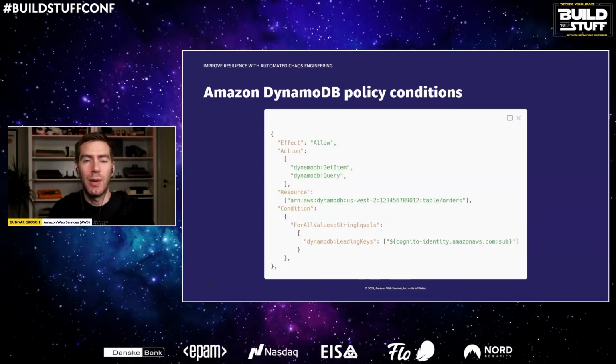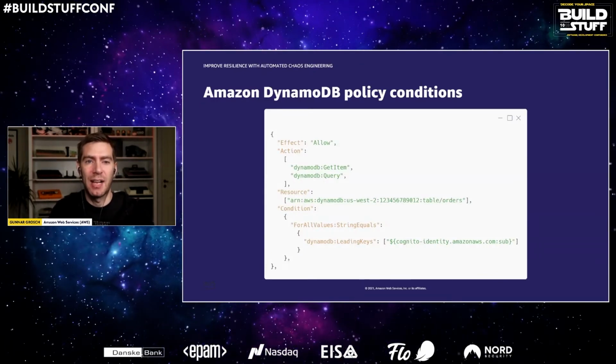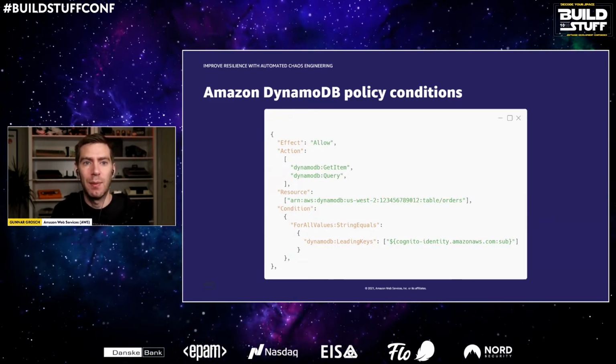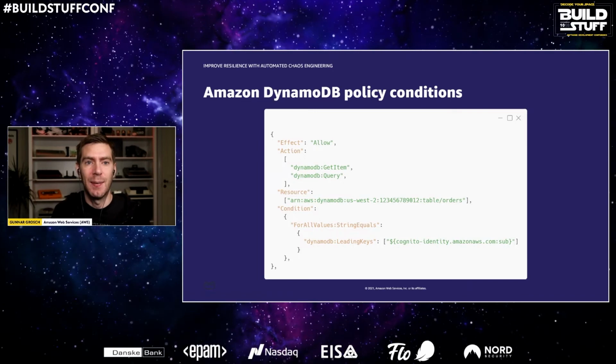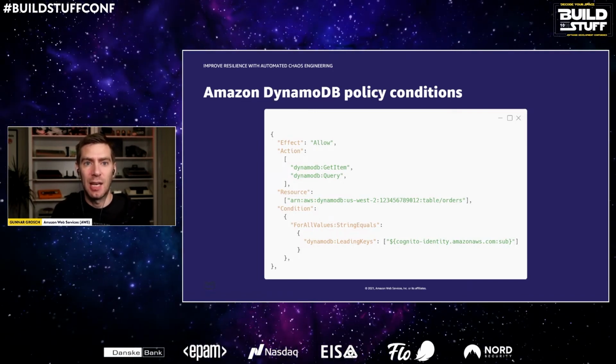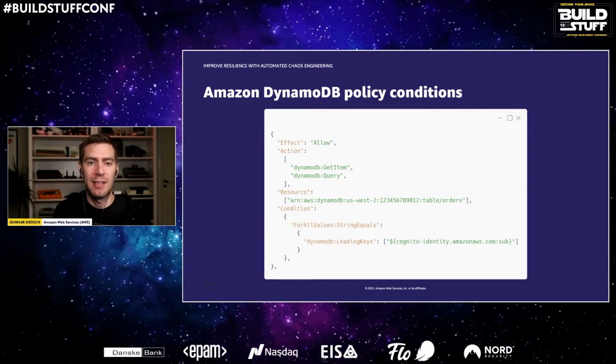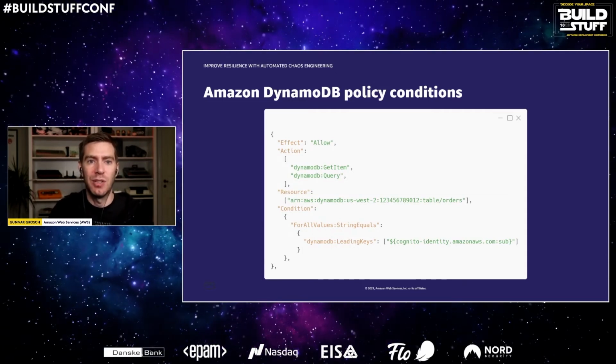So, a quick look at how that actually looks. This is the policy condition that we had. So we're able to set an action, in this case DynamoDB get item or DynamoDB query. We used scan in the example, and then we've set a condition.